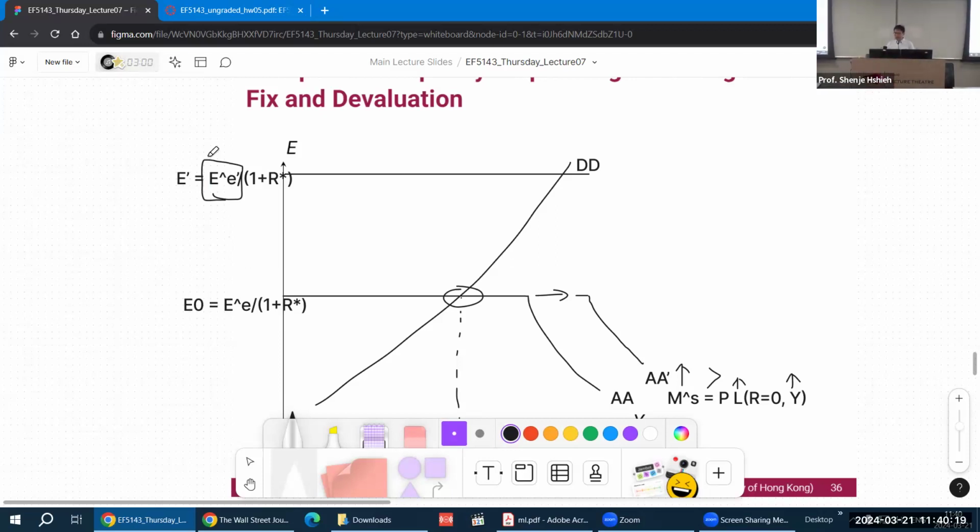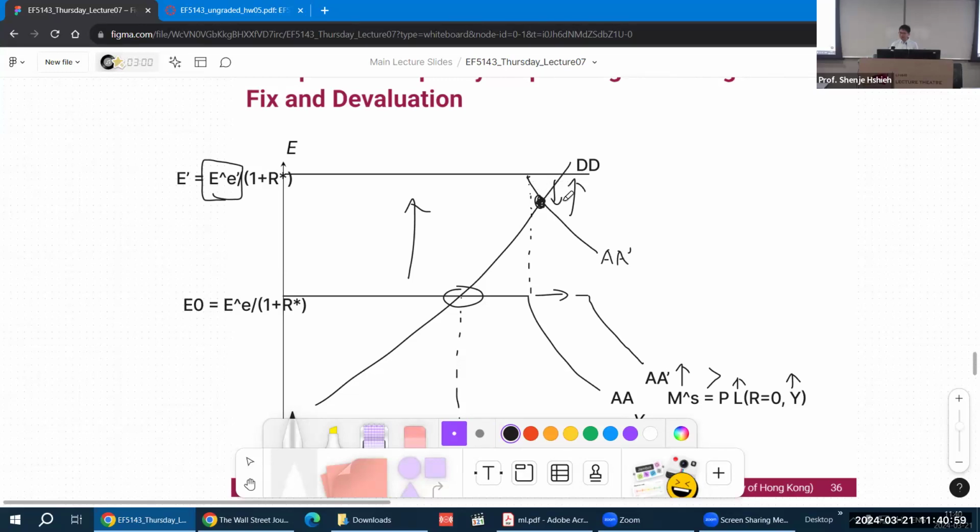And this will allow me to shift the entire AA schedule, instead of this way, now upward, right? So if we are lucky enough such that this kink actually appears to the left-hand side of the DD schedule, right? Then I will have recovered some ability to utilize monetary policy again, meaning that I can shift the AA schedule upward by changing money supply. Right? I can do up, down, whatever, right?